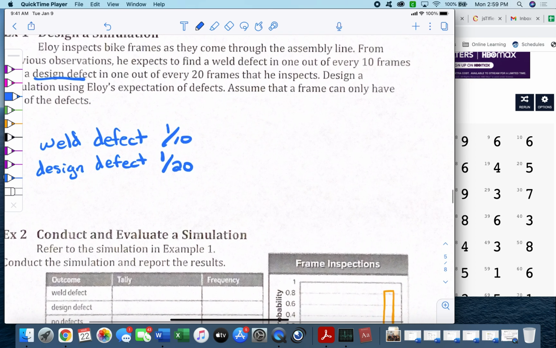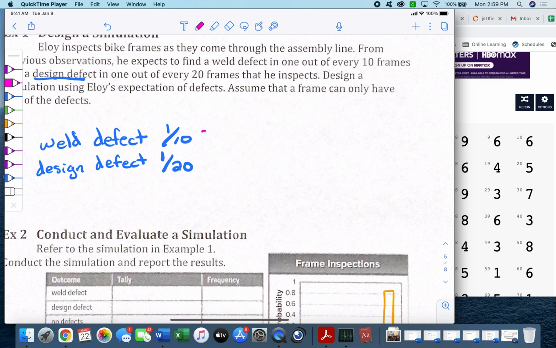Okay, so we're talking about defects here. If I run 20 bikes through, how many out of those 20 will have one of those different types of defects? If I run 20 bikes through, 3 out of 20. 3 out of 20. Okay, so let's look at this.